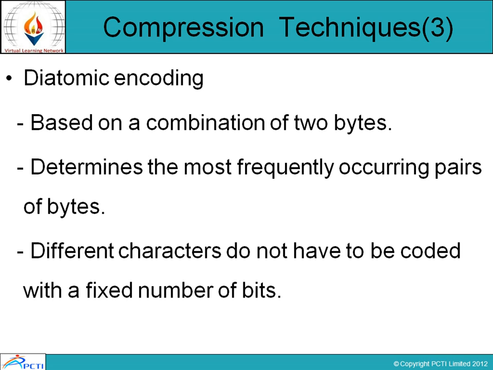Then is your diatomic encoding. This is a variation of run length encoding which is based on a combination of 2 bytes. This technique determines the most frequently occurring pairs of bytes. According to an analysis, the most frequently occurring pairs are E, T, TH, A, S, RE. These are some pairs that are frequently used in our English language. And in diatomic encoding, our emphasis is on this particular phase.